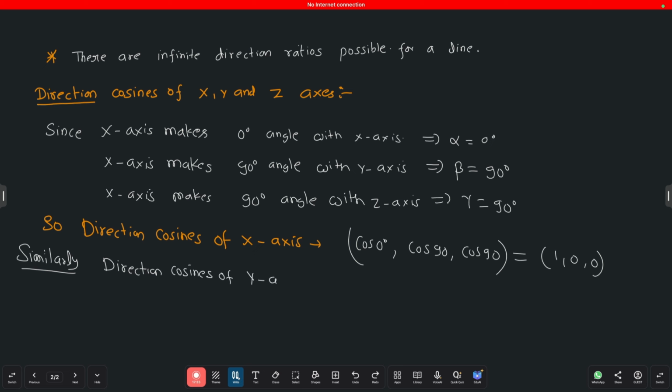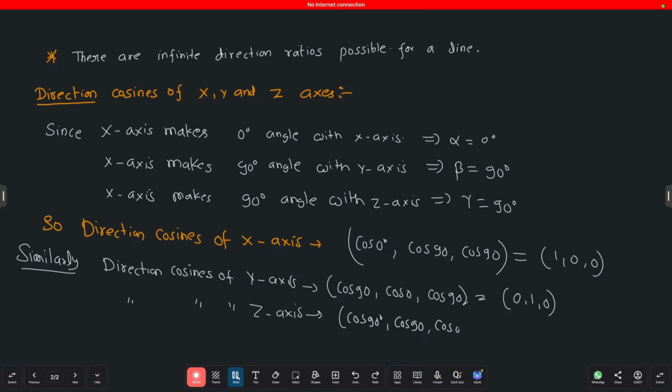Direction cosines of y axis: cos 90, cos 0 and cos 90, which implies 0, 1 and 0. And direction cosines of z axis: cos 90, cos 90, cos 0, which implies 0, 0 and 1. Note it, 0, 0 and 1.